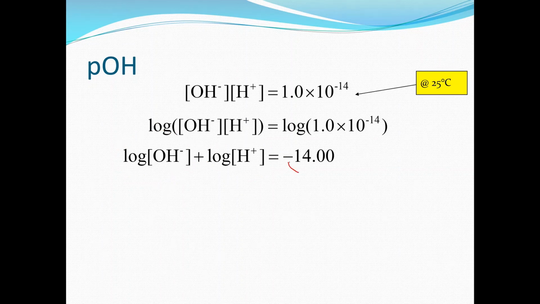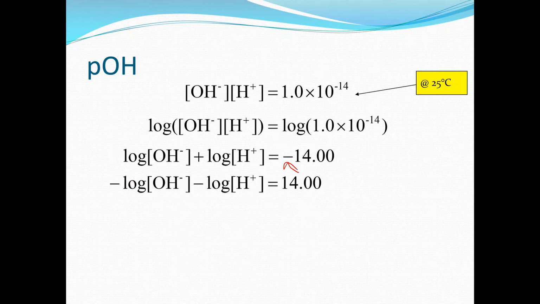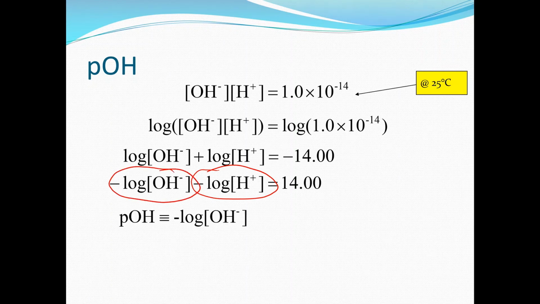So we're going to multiply this negative through. We're going to get negative log of OH minus, minus log of H plus, will give us 14. Now we literally just have the pH here, and we have what we're going to define as the pOH as well. So the pOH, again, is just defined as the negative log of the OH minus, and so we get what looks like a fairly simple equation. So the pOH plus the pH is going to give us 14.00.